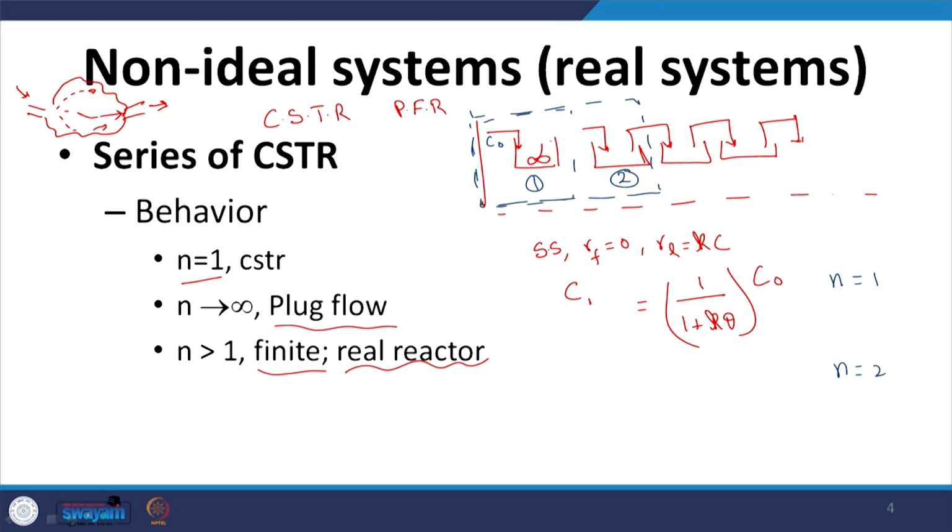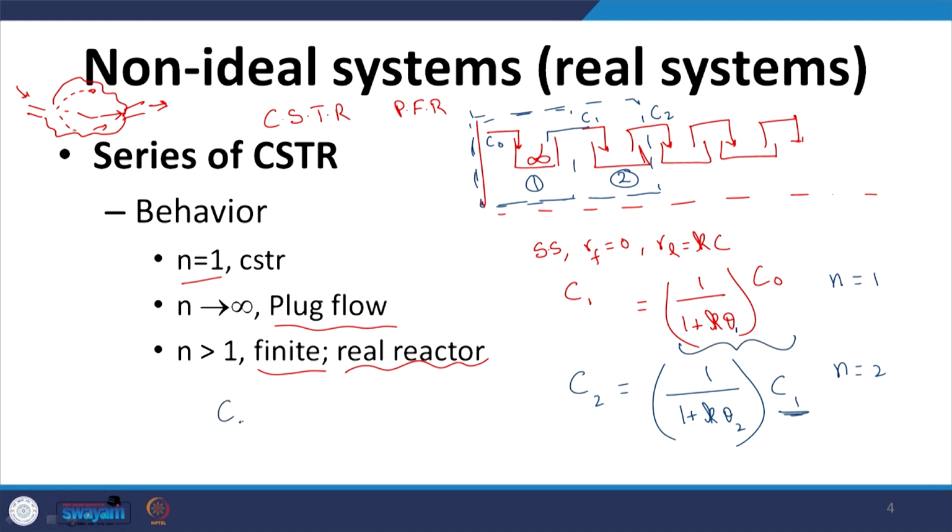Okay, we have this flow going in, and let us say this is C1 and this will be C2. So, what is C2 going to be equal to? C2 is equal to, so if this is theta 1, 1 by 1 plus K theta 2, assuming that the volume is different for the second one, C1. This is the case, right. But what is C1? We know that C1 is equal to this.